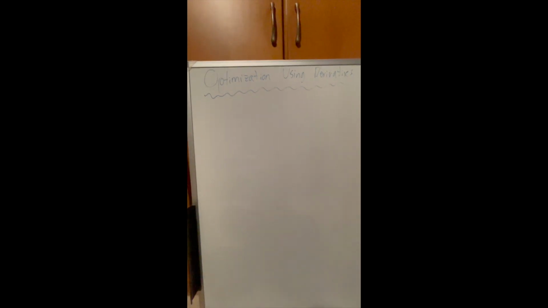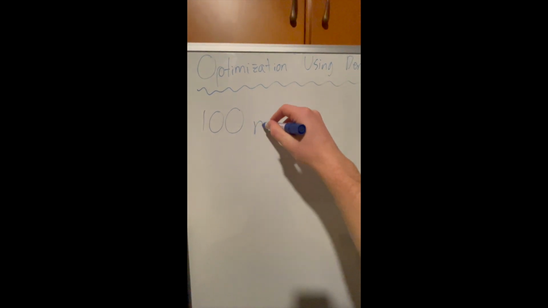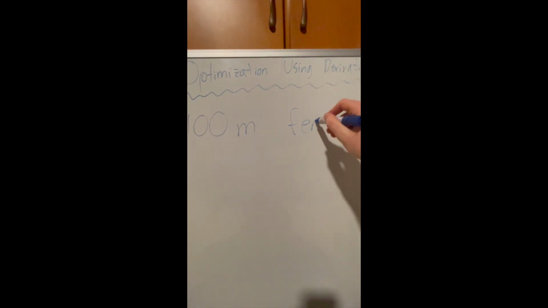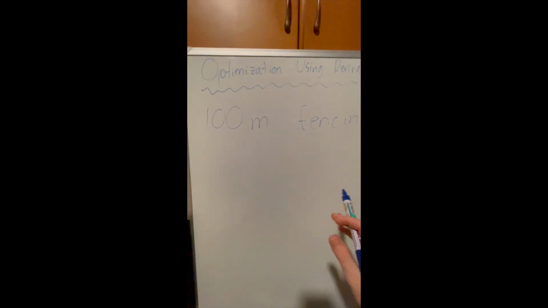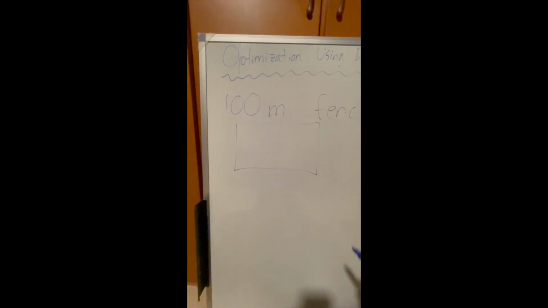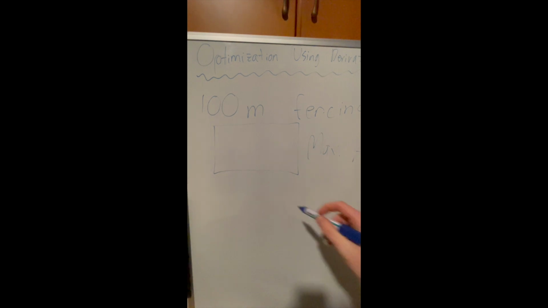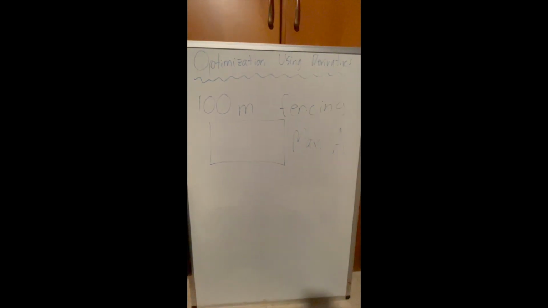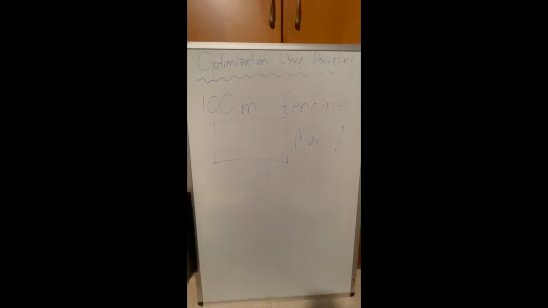So we have 100 meters of fencing, in a rectangular area, and we want to find the maximum area that we can enclose using these 100 meters of fencing. So we solve this using derivatives.